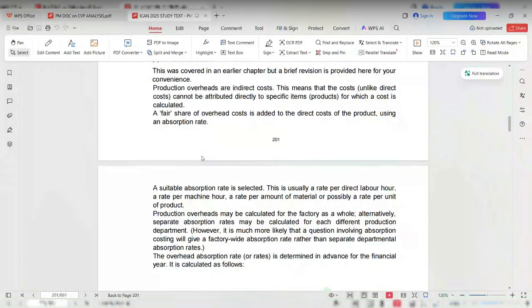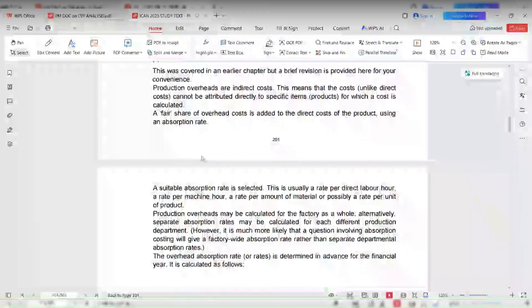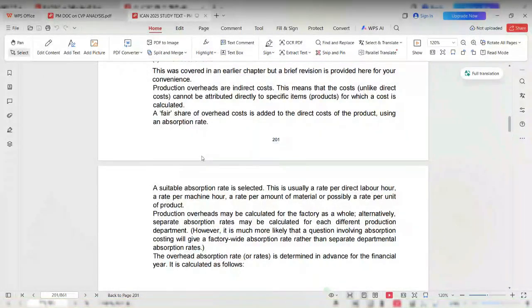Then there is what we call the absorption basis. For rent, we are going to use floor space area. Let's say it is electricity that both of them share. We are going to use the kilowatt or megawatt that was being used. That is how we can do our absorption. A suitable absorption rate is selected. This is usually a rate per direct labor hour, a rate per machine hour, a rate per amount of material, or possibly a rate per unit of product.